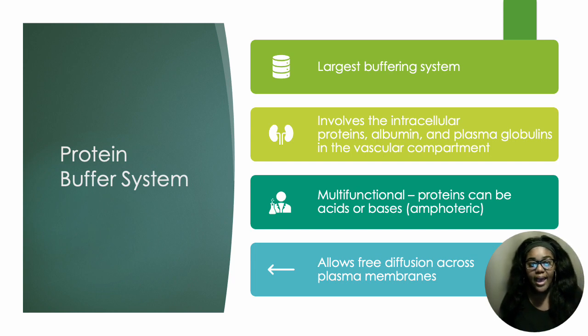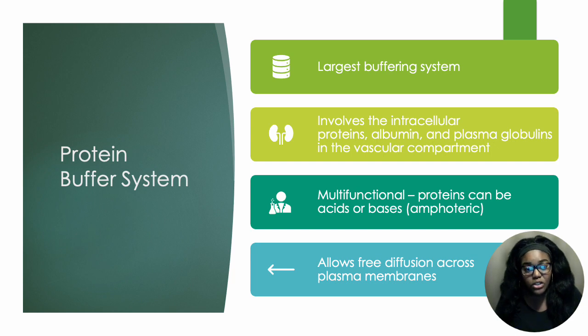So here we have the protein buffer system, and again, this falls under the category of a plasma buffer system. And the protein buffer system is considered the largest buffering system in the body, and it does act fast, so it's large and it reacts within seconds. It does involve proteins such as albumin and plasma globulins within the vascular compartments of the body.